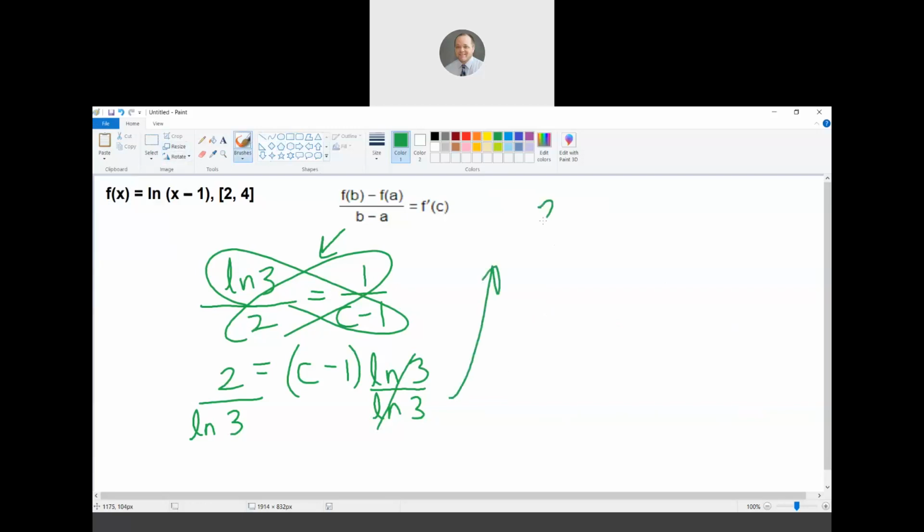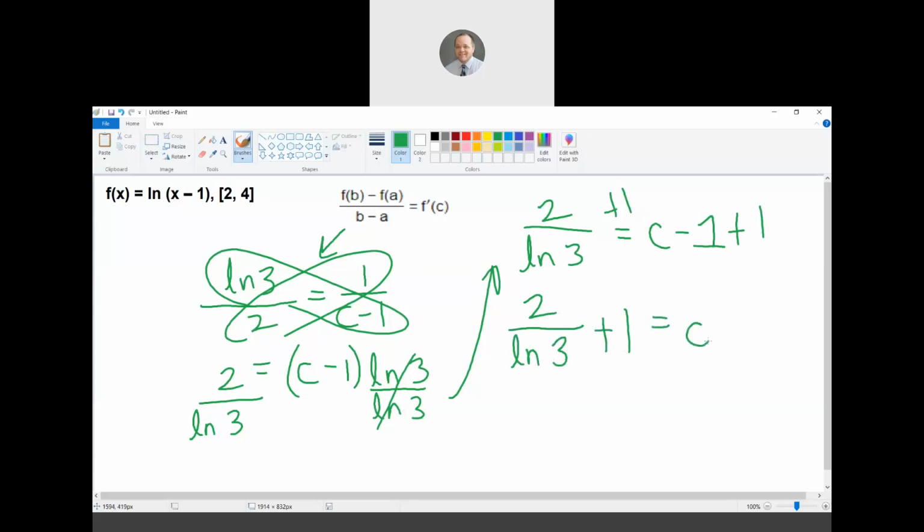That will give us 2 over natural log of 3 equal to c minus 1. And the final step, just add 1 to each side. That gives us 2 over natural log of 3 plus 1 for our letter C.